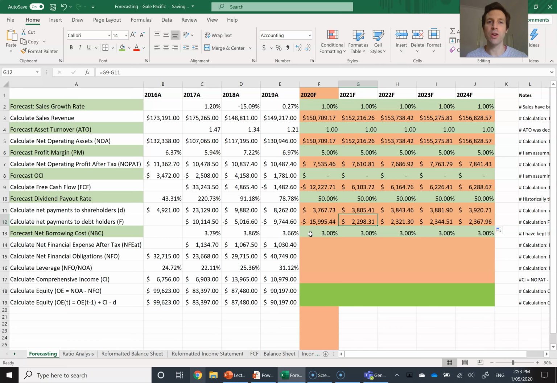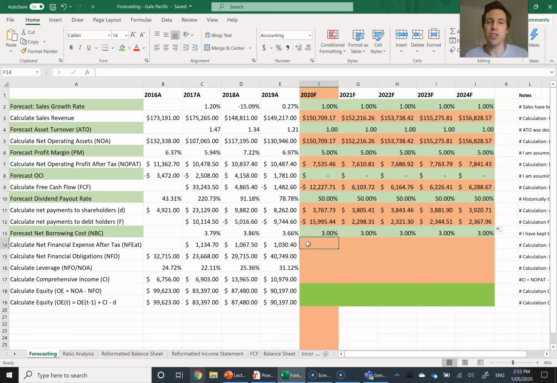So net borrowing cost, or NBC, is the interest we expect to pay on our debt. And it's the interest rate after tax. I've assumed the interest rate is going to decrease a little bit to about 3%. So this is my forecast here, this number in green. What I do with that number, I then use it to calculate how much interest I'm going to pay during the year. That is, I'm going to calculate my net financial expense after tax, NFE.